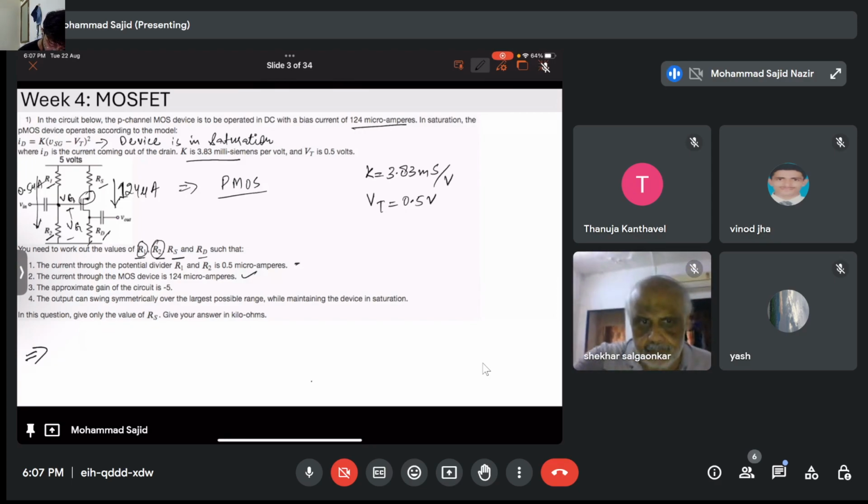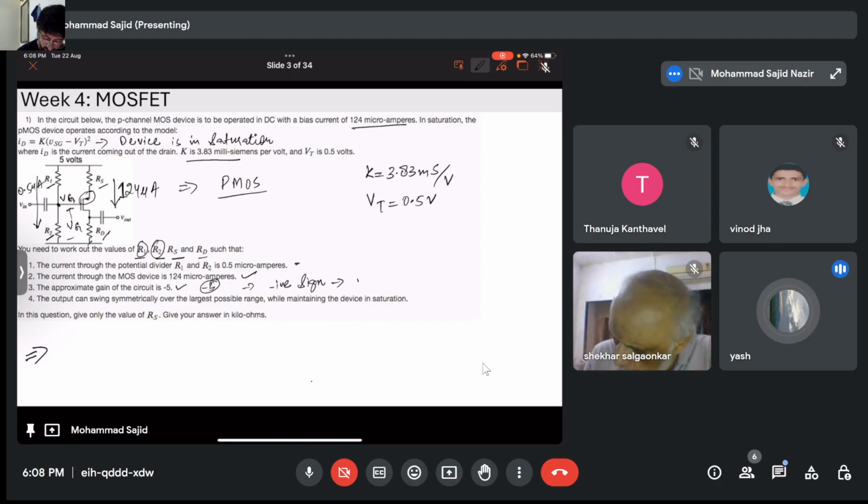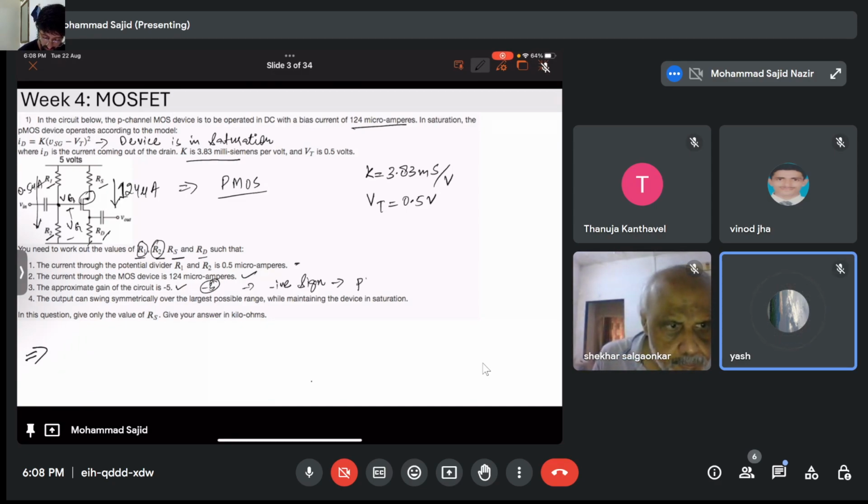One more important thing is the gain is given to be minus 5. What does the minus signify here? Negative sign. If the input is a sine wave, then the output will be an inverted sine wave. Yes, a phase change of 180 degrees, right?